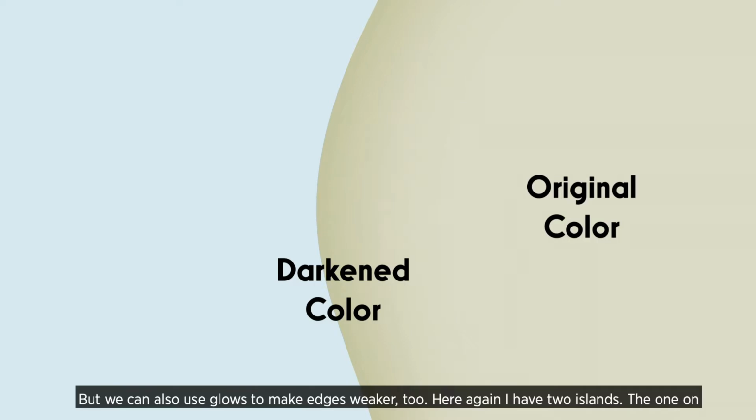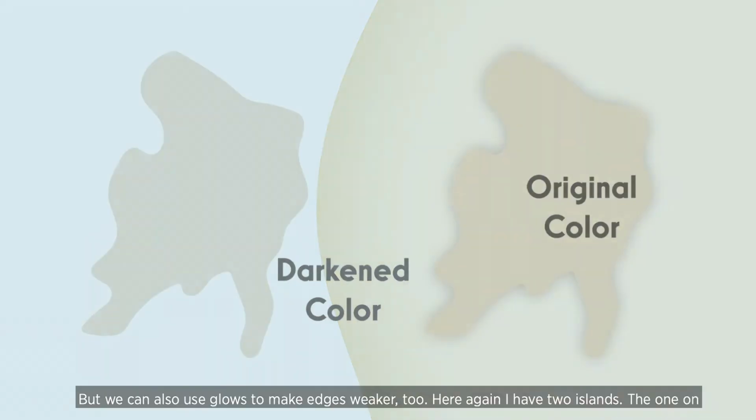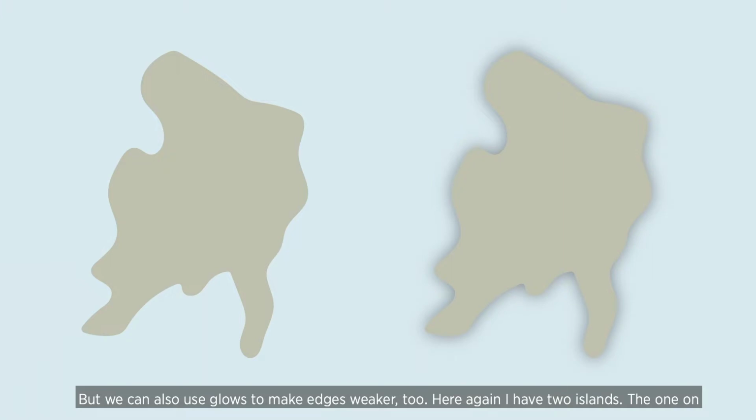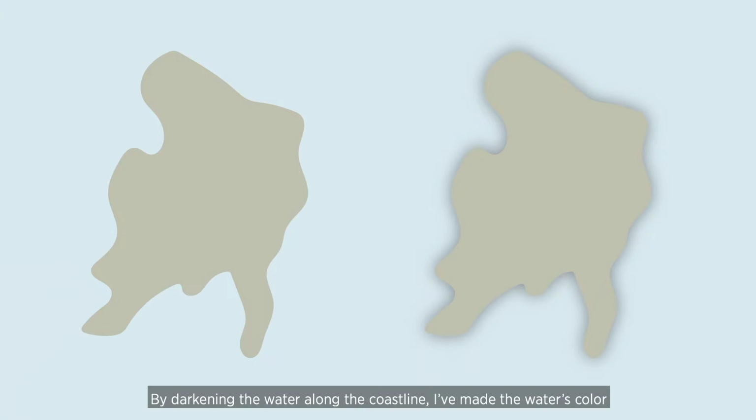But we can also use glows to make edges weaker, too. Here again, I have two islands. The one on the left doesn't have a glow, but it has a good color contrast, and so you can perceive the edge. On the right, there's a glow, but it's one that's muddied things. By darkening the water along the coastline, I've made the water's color closer to that of the land. Thus, I've weakened the contrast and made the edge harder to see.